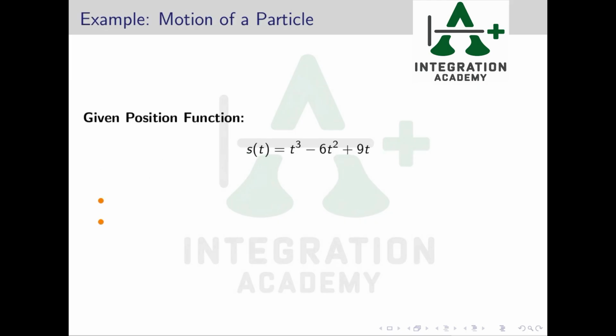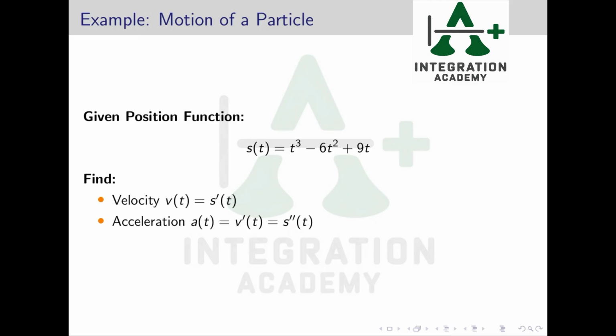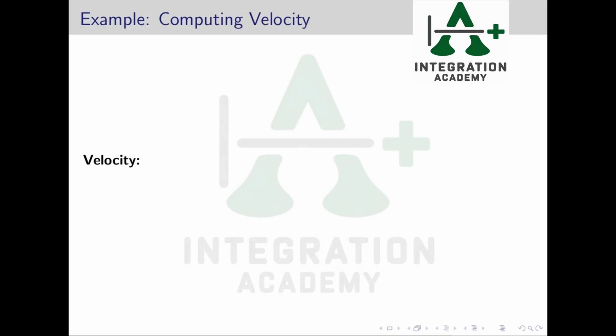Let's apply these concepts to an example. Suppose we have a position function given by t cubed minus 6 times t squared plus 9 times t. Our goal is to find the velocity and acceleration functions and analyze the motion of the object. To find velocity, we take the derivative of the position function. This gives us 3 times t squared minus 12 times t plus 9.